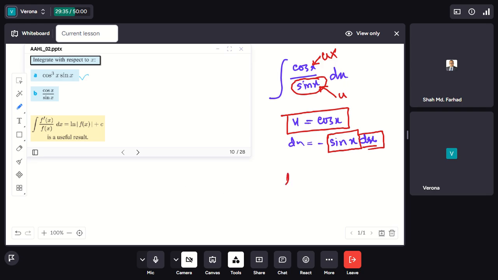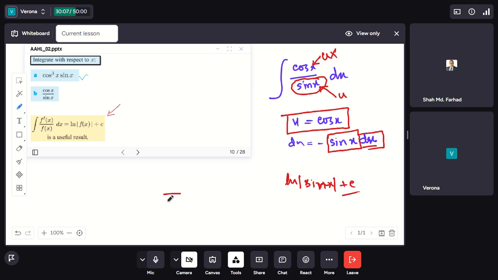That is ln modulus sin x plus c. Okay, your answer is correct. Now from this question we can develop, or we can just see what happens here.